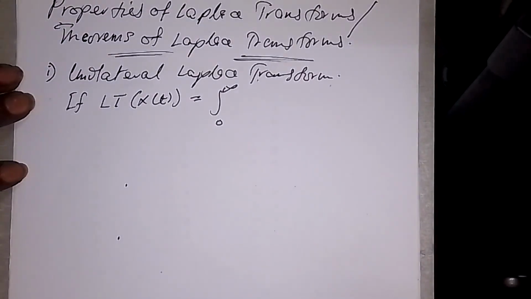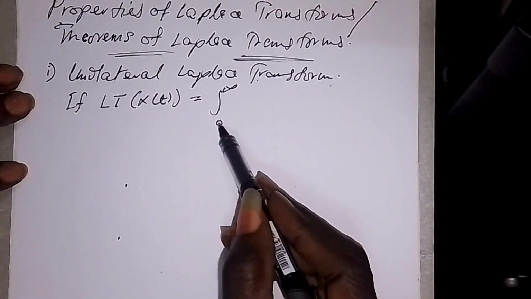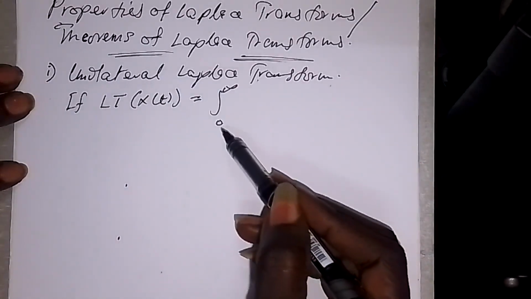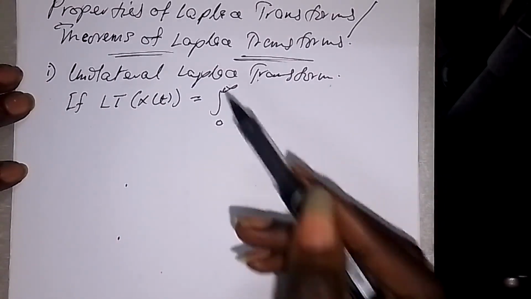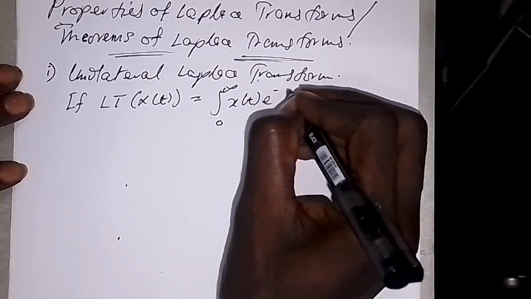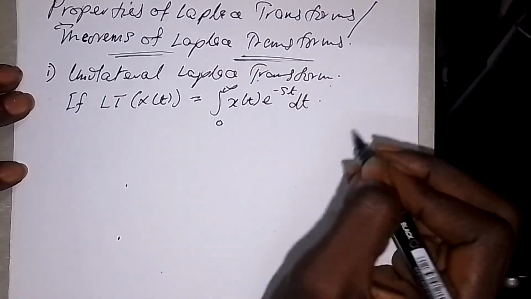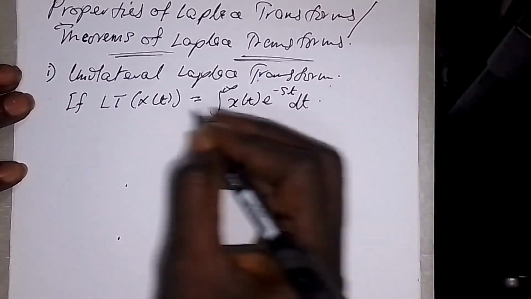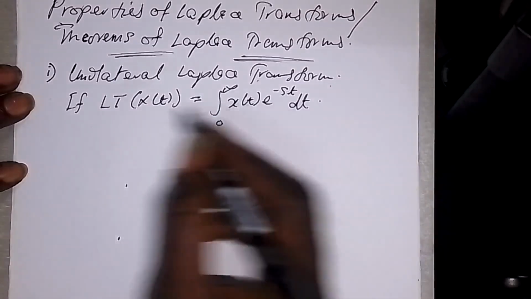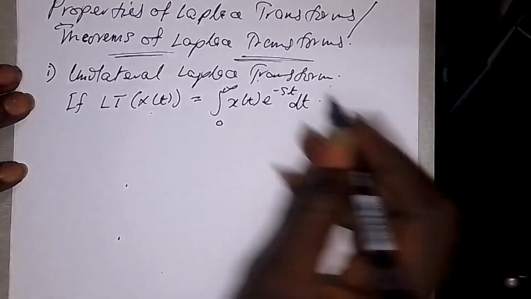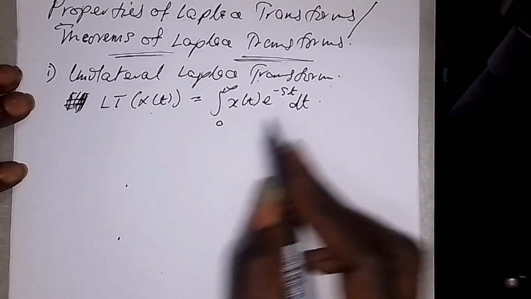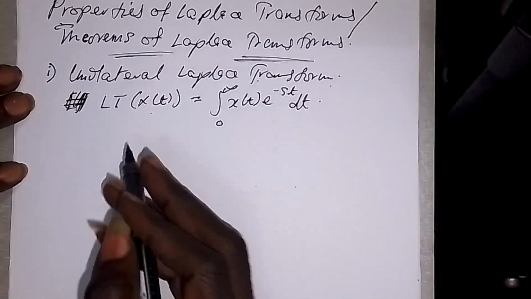So the difference between the unilateral and the bilateral is that in the bilateral, we integrate from minus infinity to infinity, and in the unilateral, we integrate from 0 to infinity, of x of t times e to the minus st dt. Now this is the unilateral Laplace transform. Please excuse me, I'll not write it here. This is the normal unilateral Laplace transform.